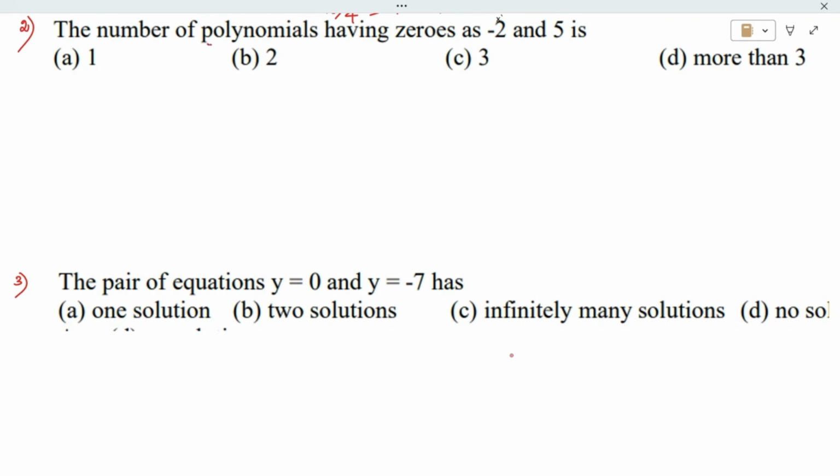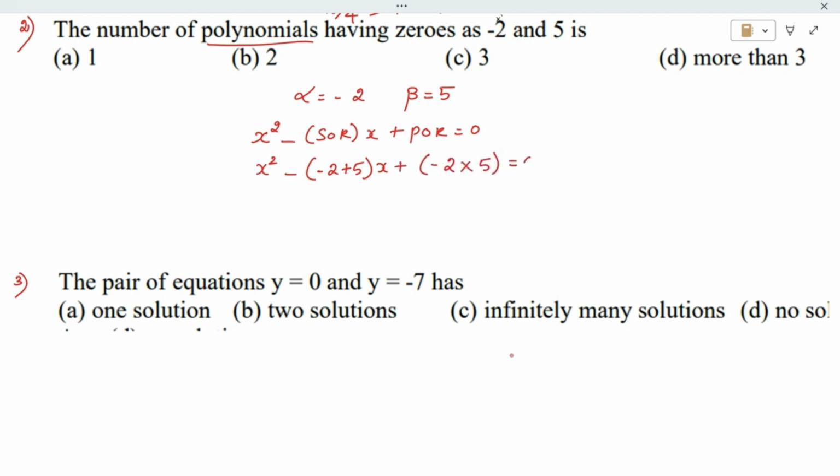Question number 2. How many polynomials can be made with the zeros as minus 2 and 5? So if alpha is equal to minus 2, beta is equal to 5, you know the polynomial can be formed using the formula x square minus sum of the roots into x plus product of the roots is equal to 0, isn't it? So x square minus sum of the roots, minus 2 plus 5, x plus product of the roots, which will be minus 2 times 5, that is equal to 0. Okay, so sum of the roots is alpha plus beta and product of the roots will be alpha beta. So it will be x square minus 3x minus 10 equal to 0.